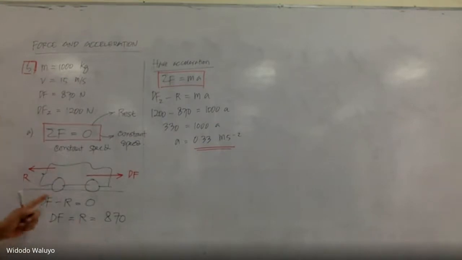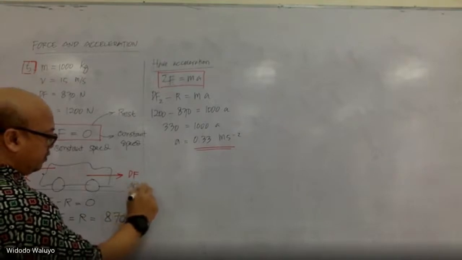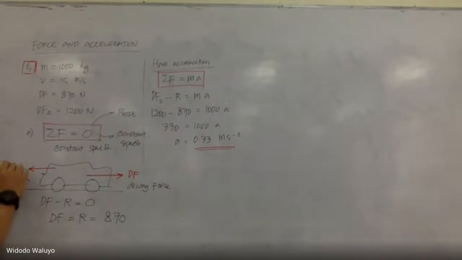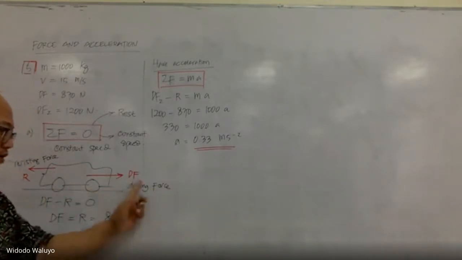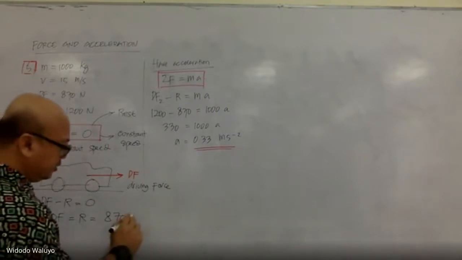When the car has driving force, this is the driving force, and this is the resisting force. When it goes at constant speed, driving force minus resisting force equals zero. So we can say driving force equals R, or R equals the driving force, 870 Newton.